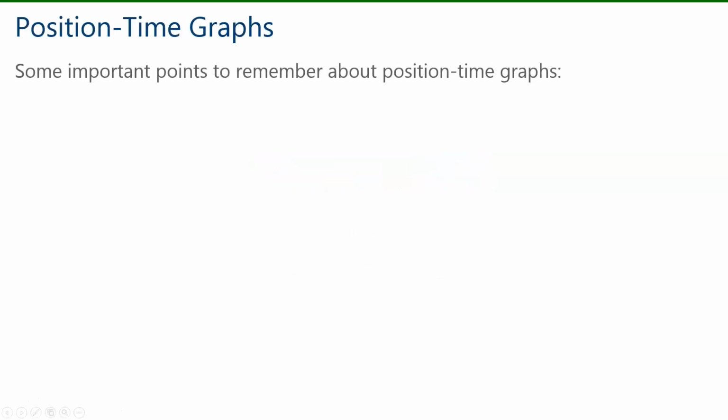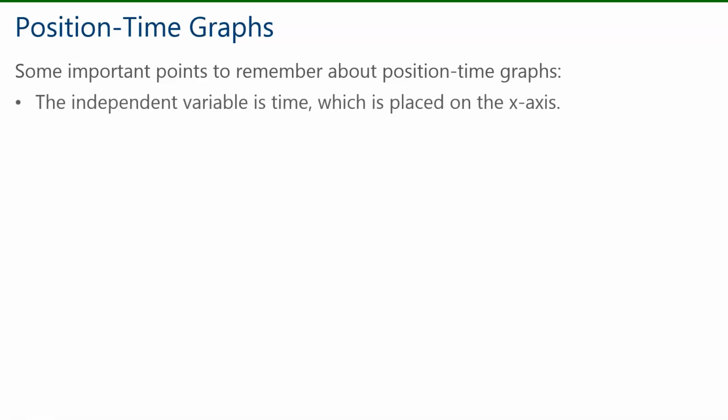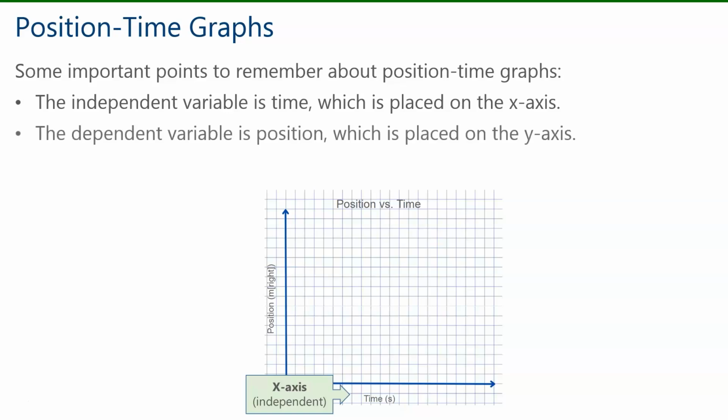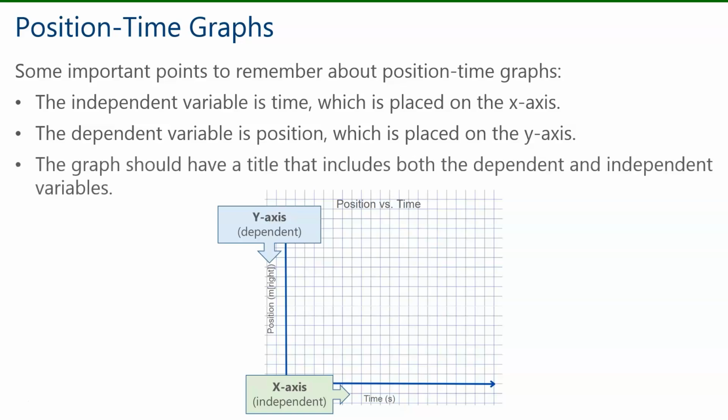Some important points to remember about position time graphs are: the independent variable is time, which is placed on the x-axis. Also, make sure you include your units for time, in this case, seconds. The dependent variable is position, which is placed on the y-axis. Again, make sure you include your units here. The graph should have a title that includes both the dependent and independent variables.